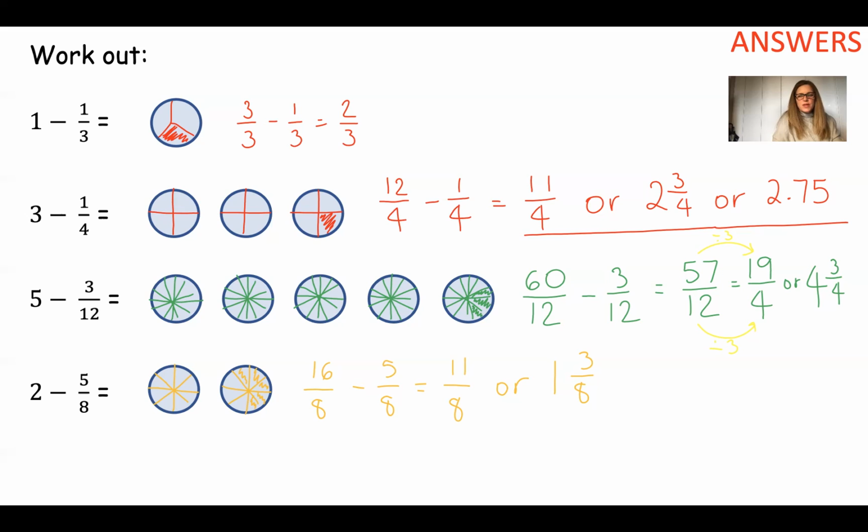Remember, with a question like that, you could have simplified the 3 over 12 to 1 over 4, just to make it a little bit easier. The answer there being 19 over 4, or 4 3/4. And then finally, you've got 1 3/8, or 11 over 8 for the 4th question.